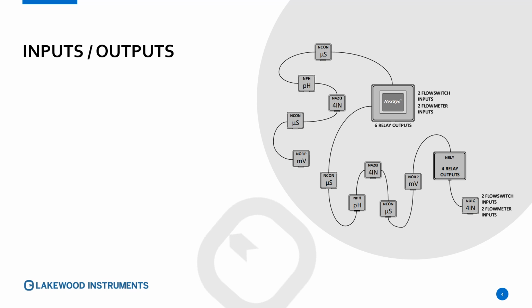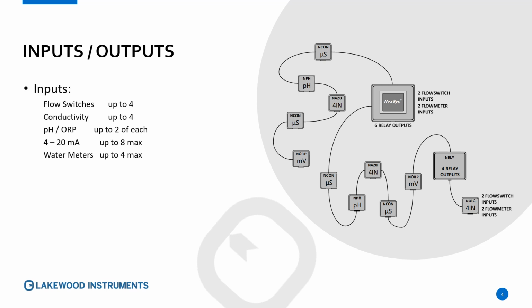Inputs and outputs. As you can see from this diagram, all the inputs that are out into a process can interact with the NexSys controller through basically a daisy-chained twisted pair set of wires. That's different than having them wired directly into the controller. In terms of inputs, we can use up to 4 flow switches, up to 4 connectivity inputs, up to 2 each of pH and ORP inputs, up to 8 4 to 20 milliamp signals, and up to 4 water meters, so quite a good range of inputs.